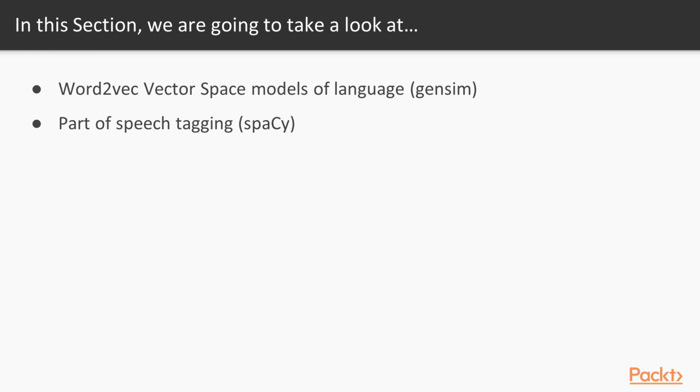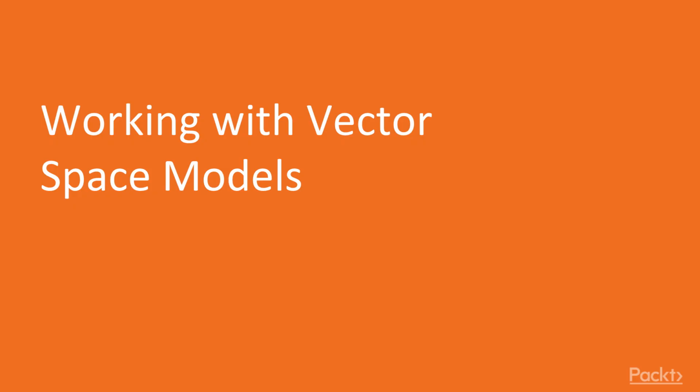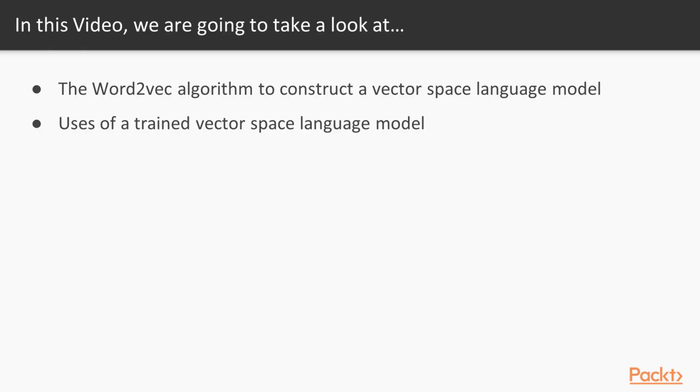The first is the word-to-vec vector space model implemented in GenSim, and the second is part-of-speech tagging using Spacy, working with vector space models. In this video, we're going to take a look at the word-to-vec algorithm to construct a vector space language model, and then we're going to look at some uses of a trained vector space language model.